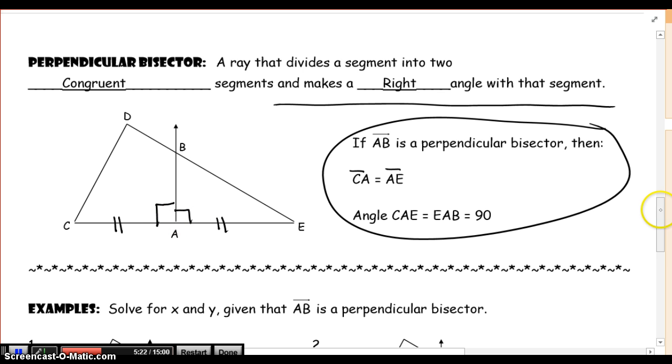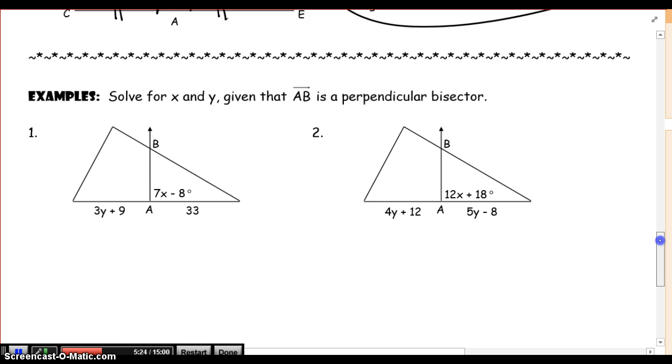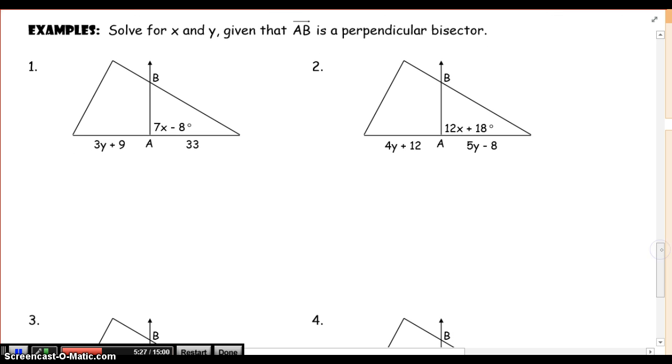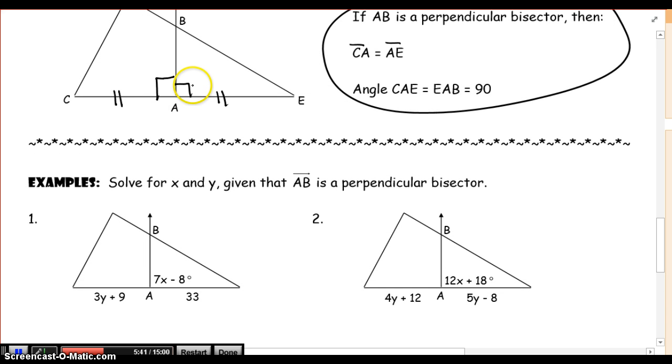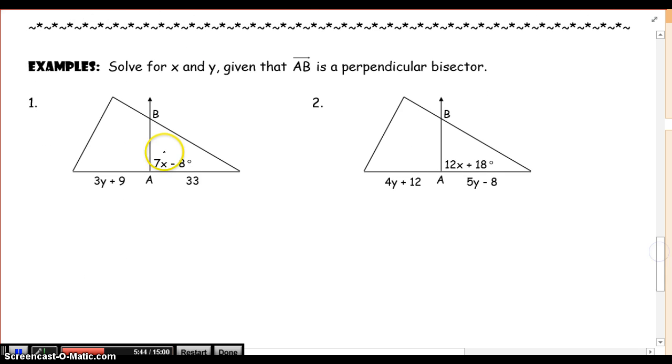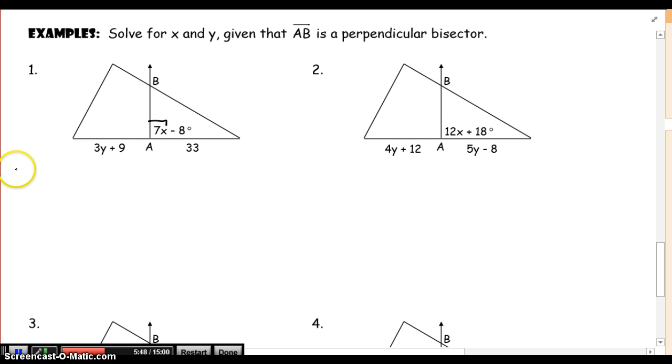All right, let's take a look at how to solve these. Note this is asking us to solve for both x and y. So two things to solve for here. Let's start with the x's, meaning we're going to start right in there. Well, 7x minus 8 is in that same location as right here, meaning it equals 90 degrees. So here we've got a 90-degree angle, which then means that 7x minus 8 has to equal 90.